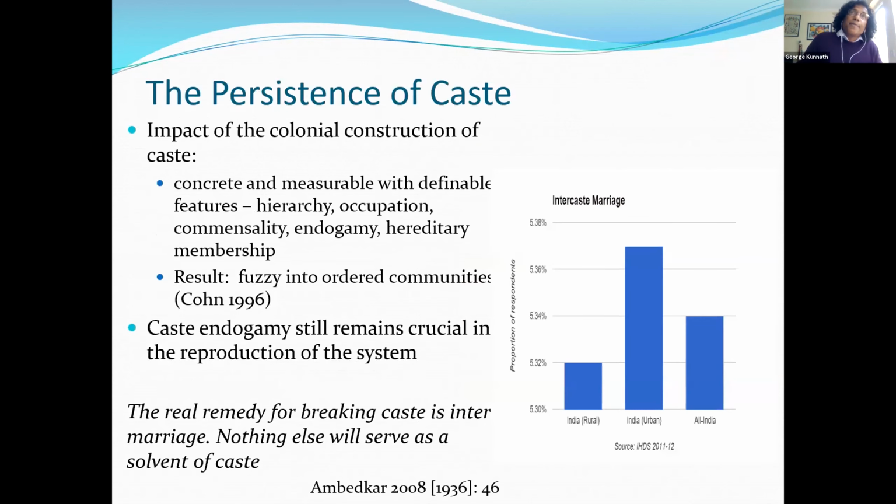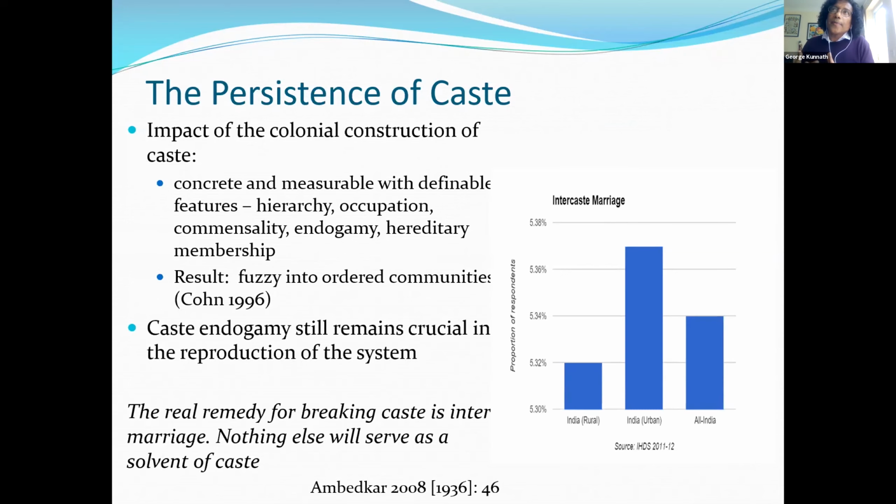And that is also seen in the persistence of caste today, the impact of colonial construction, the commonalities of these features that we discussed. It is seen much more concretely in caste endogamy. For the reproduction of the caste system, caste endogamy is crucial. If you look at this table from 2011-2012 by the India Human Development Survey, it shows that only 5% of the population has intercaste marriage. All other marriages are caste-based, arranged.